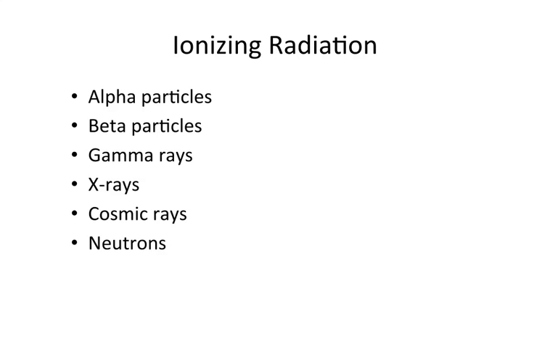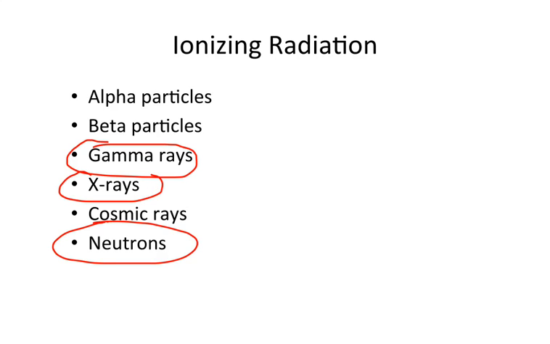Now, there are a number of forms of ionizing radiation, and here they are: alpha particles, beta particles, gamma rays, X-rays, cosmic rays, and neutrons. We are mostly interested in gamma rays, X-rays, and neutrons. The others do matter, but for us, in the study of nuclear weapons, these are the main three that we want to look at.